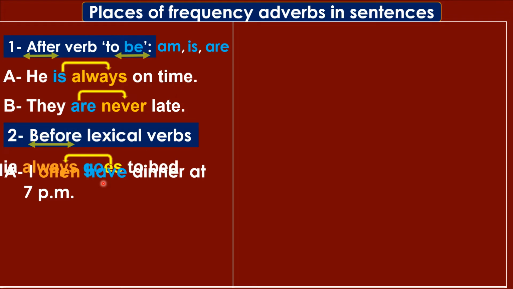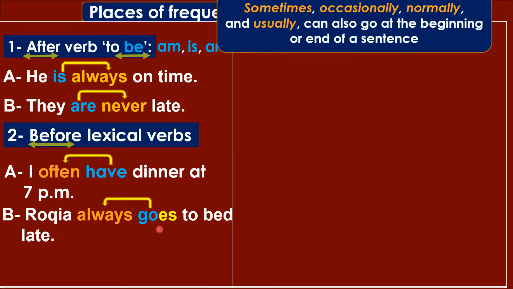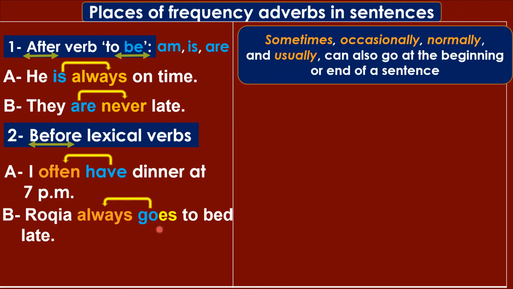Let's have a look at another example. Ruqayya always goes to bed late. If you look at always here, always goes before the verb goes, or comes before the verb goes, as you can see here.